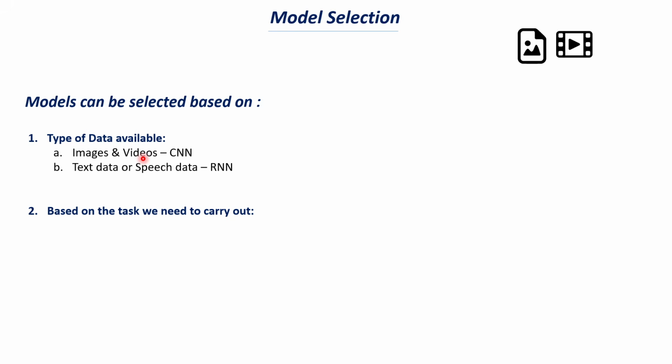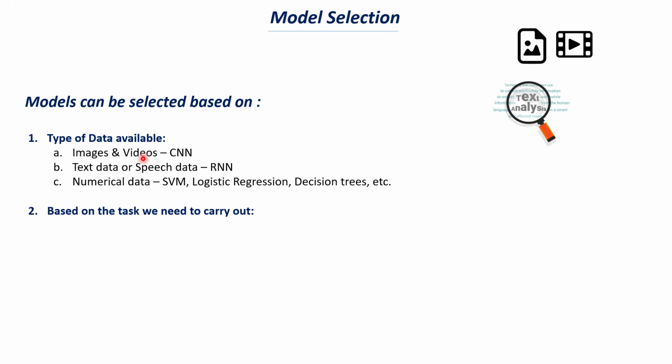When you have text data or speech data, in that case we use RNN, where RNN stands for recurrent neural network. All these things come under the deep learning part, and we will discuss CNN and RNN in the deep learning course. We will also be working on several deep learning projects along with this machine learning course. In those, you will understand how CNN works, how we can use them, how RNN works, and so on.